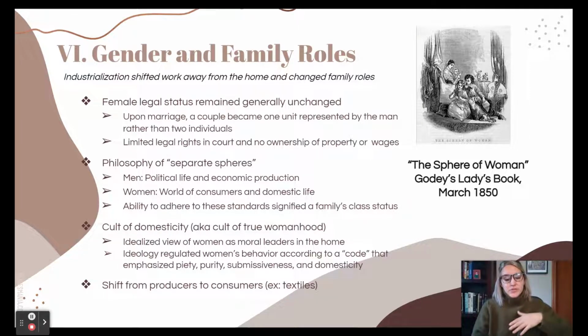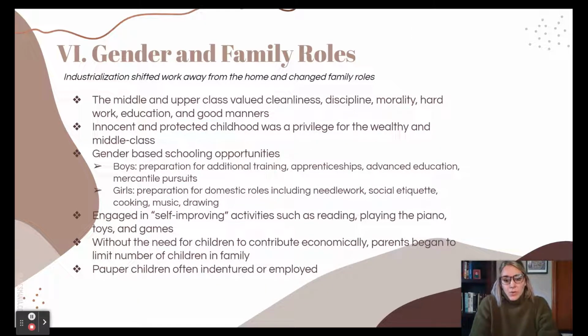But now that the market revolution has created factories that can do that, they are now purchasing these items for the home rather than producing them. So we do see a change in their economic role a bit in this time period. We see that these values of the cult of domesticity end up affecting middle and upper class children as well.